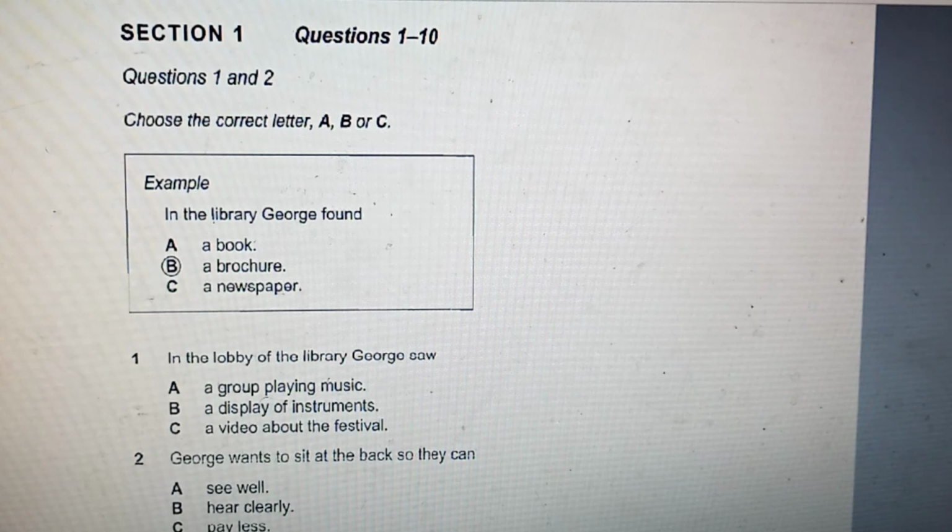Remember, you write the letter. The question even says it. Choose the correct letter, A, B, or C. That's your instruction. That tells you should write A, B, or C, and not the answer as a word or sentence.